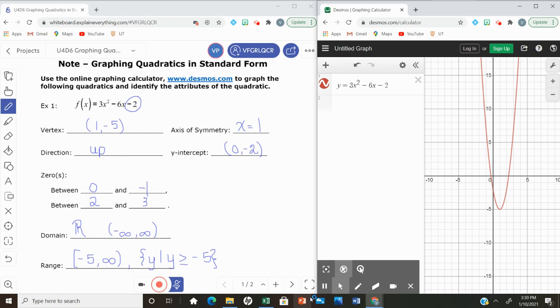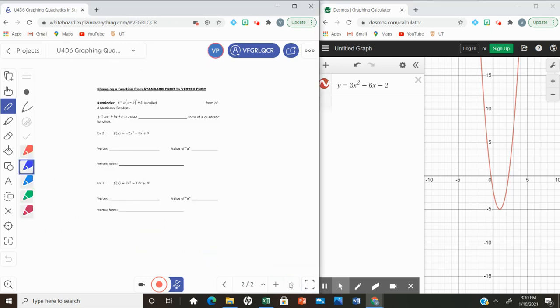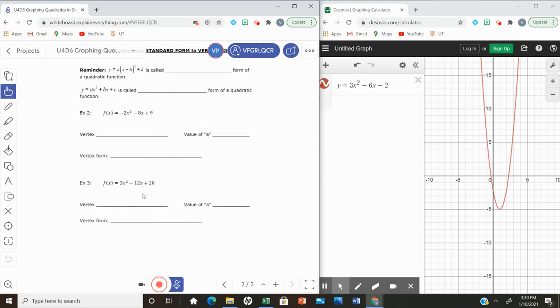Okay, so really nothing new with any of this. It's just showing you how to type it into the calculator and how to get some of those key attributes, which a lot of y'all are used to getting. So let's go ahead and let's take a look at the next part of your notes here. Let me go ahead and zoom in on these.